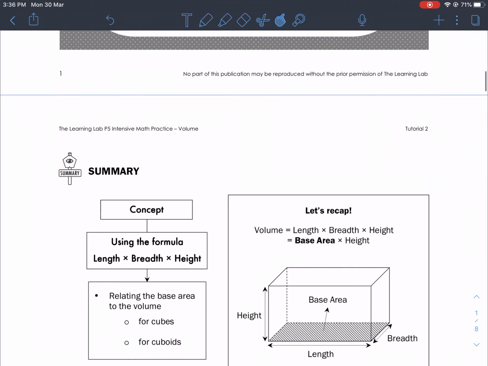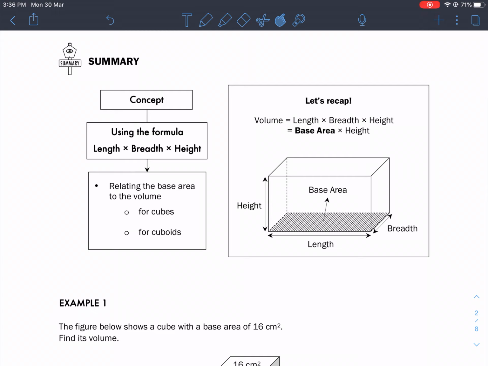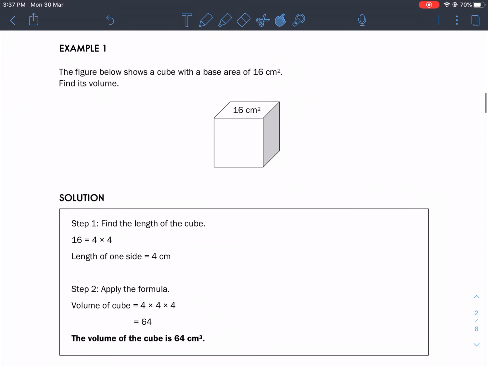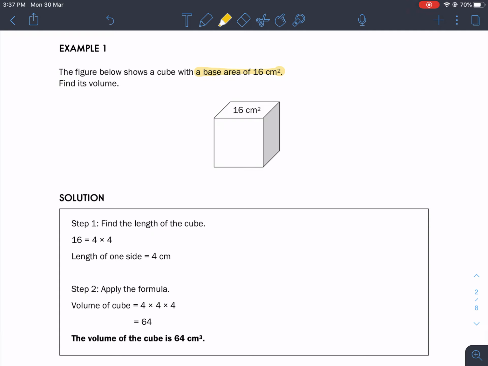So let's cover the topics in tutorial 2. We're going to apply the formula of length, breadth and height again, using base area now for cubes and cuboids. And just take note that in volume, our formula is length times breadth times height, and the portion on length times breadth can also be summarized to be base area. Okay, so in this question, they have given us the base area of 16 cm squared.